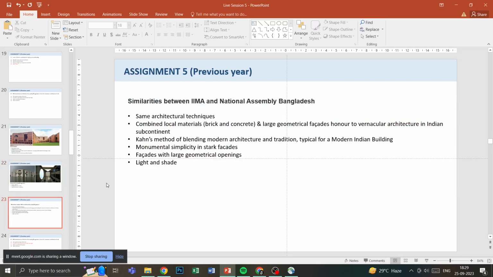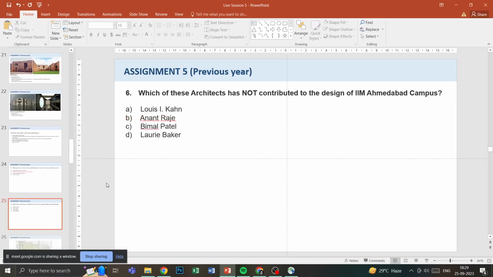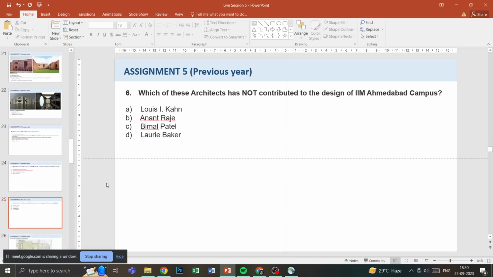So our answer is facades with large geometrical openings, because both are the work of Louis I. Kahn. They have very similar vibes in a lot of ways, although their main material, the main look is very different, because in IIM Ahmedabad exposed brick has been used, and in National Assembly Bangladesh exposed concrete has been used. So our answer is facades with large geometrical openings. Moving on to our next question.